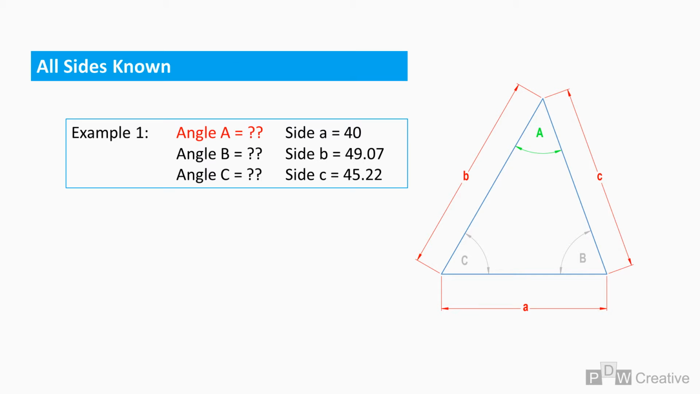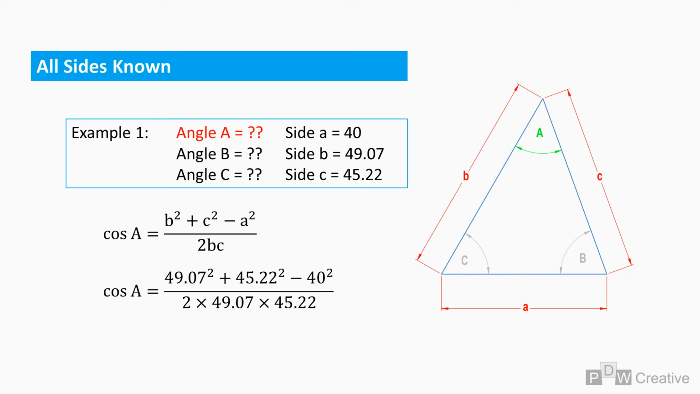So let's try an example. In this problem, only the sides are known. We can therefore use the cosine angle rule to work out the first angle. Plugging in the variables, we can calculate cosine A. We can then apply inverse cosine to find angle A, which in this case is 50 degrees.